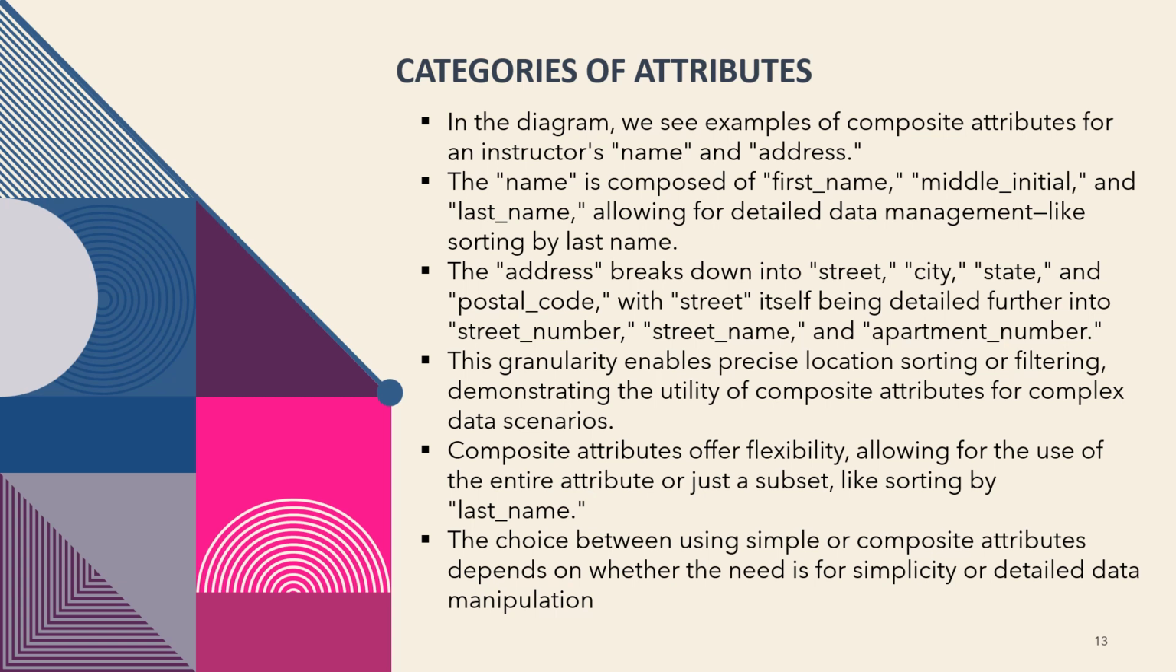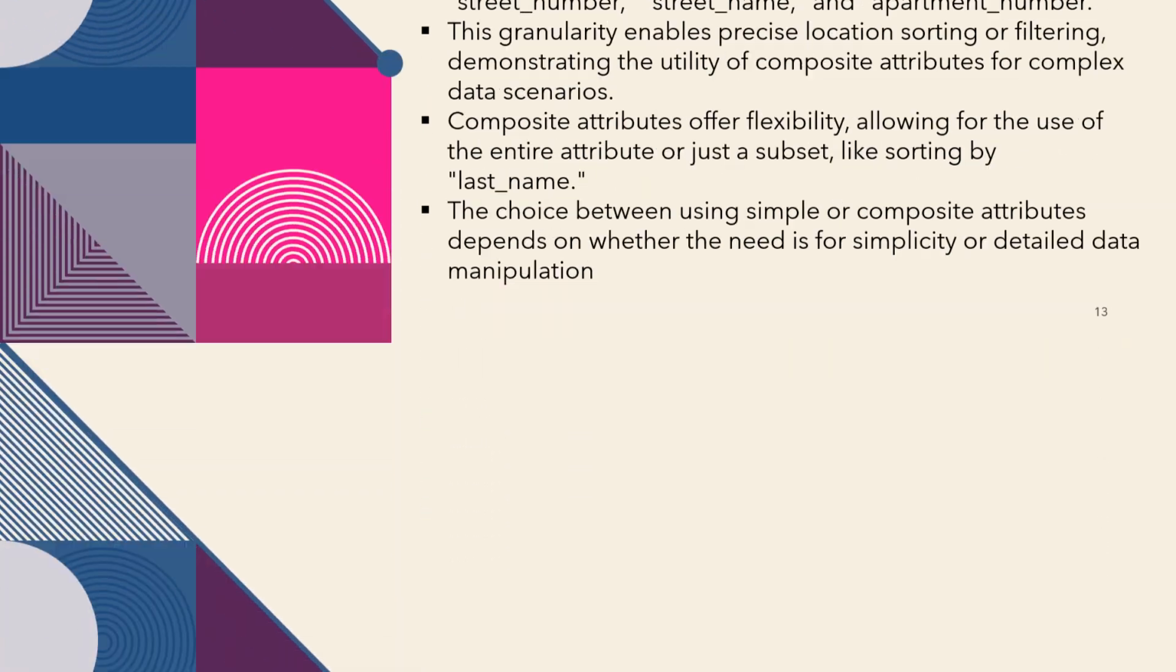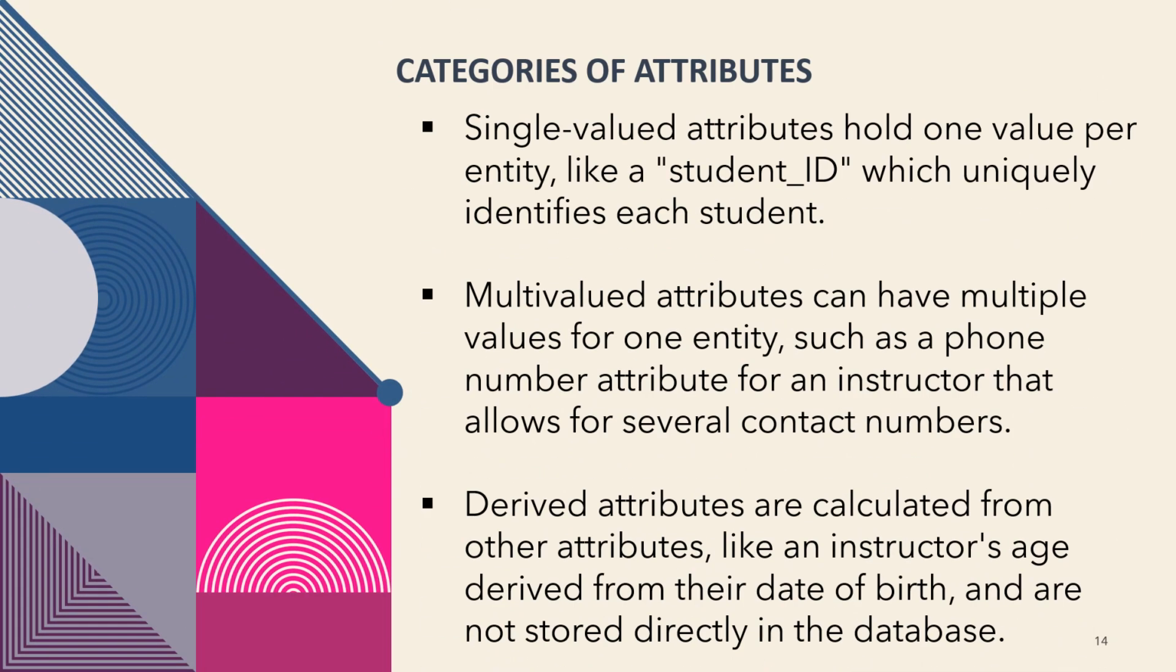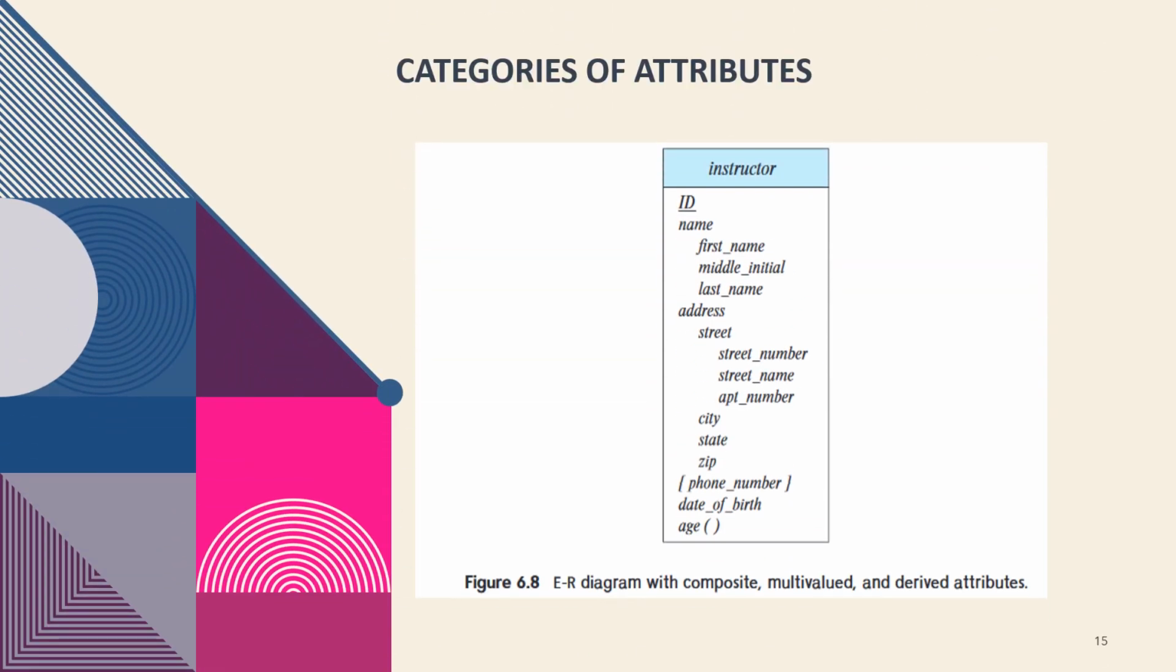This diversity in attribute categories forms the backbone of data structure, each serving a purpose in our quest for efficient data management. As we bring these concepts into focus, consider the ER diagram that lays out the architecture of our data. An instructor entity is not a mere list but a hierarchy of attributes. From the foundational ID to the composite details of a name and address, and the flexible inclusion of multi-valued attributes like phone_number. The derived age attribute shows our database's dynamic nature, capable of self-updating and reducing redundancy. This blueprint underpins the very structure of our database, balancing detail and practicality.